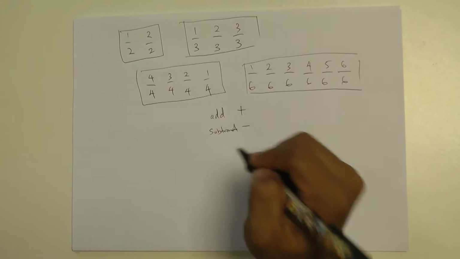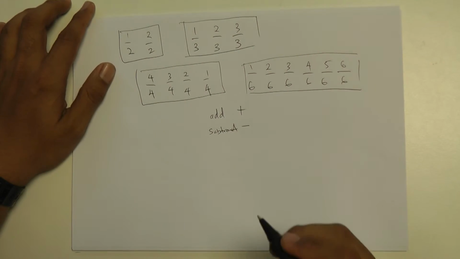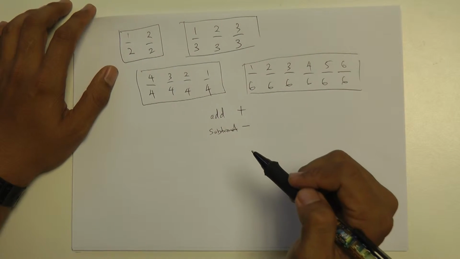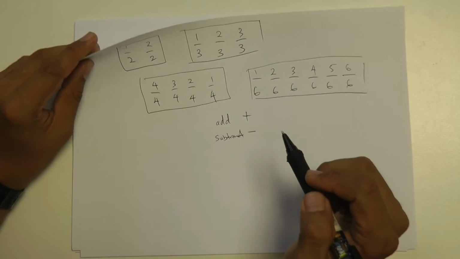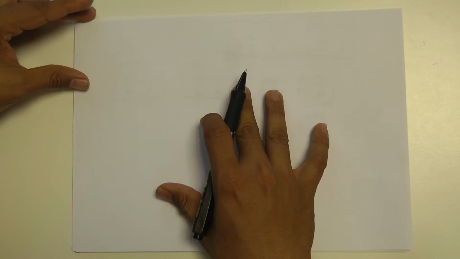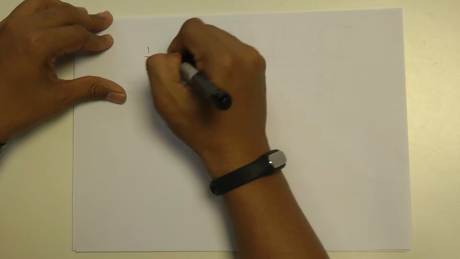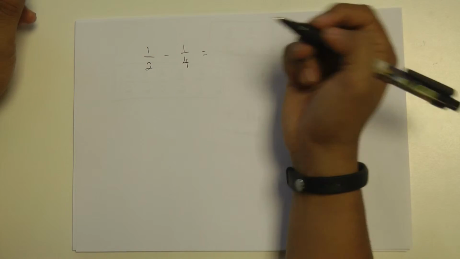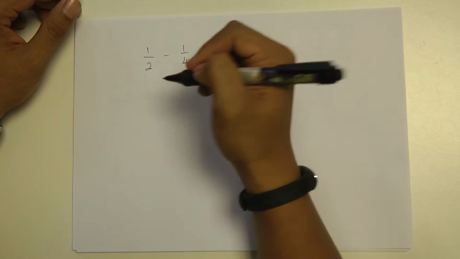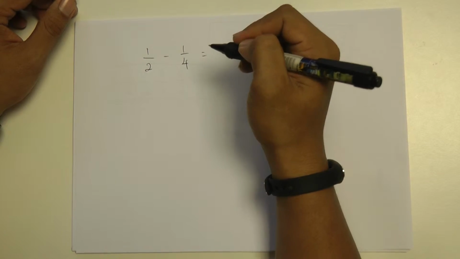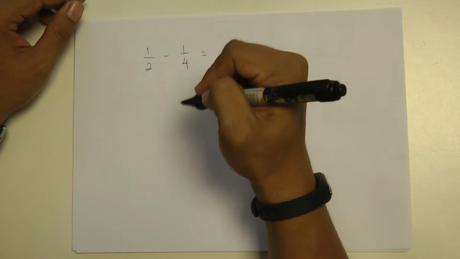So this is very important, and you guys must know that they must be of the same fractions before you can do anything to them. Okay, so let's say I have this fraction, half minus 1/4. Now 1/2 minus 1/4, because they are not the same fractions, I cannot do anything to them. I must first convert them to be the same fractions.